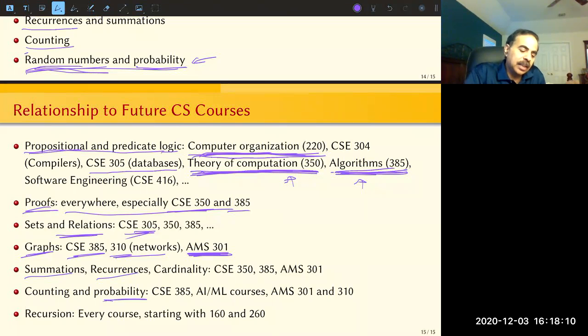Probability and counting are also very important concepts in artificial intelligence and machine learning. A lot of machine learning is based on probability and statistics. We didn't do statistics here, but at least the probability part is going to be useful there. And finally, recursion is really everything in programming. So in pretty much every course you will learn more recursion.